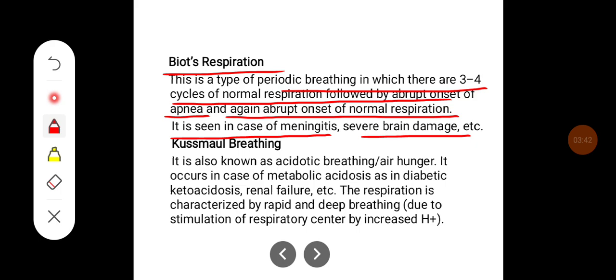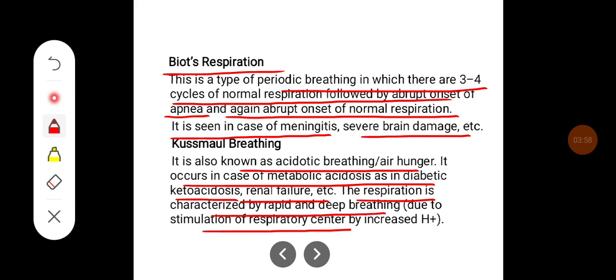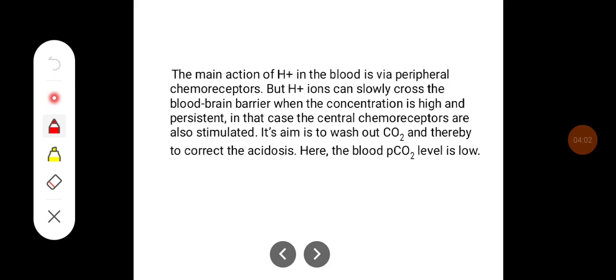Kussmaul's breathing is known as acidotic breathing or air hunger. It occurs in cases of metabolic acidosis, as in diabetic ketoacidosis and in renal failure. The respiration is characterized by rapid and deep breathing, which occurs due to the stimulation of respiratory centers by increased H+ ions. The main action of H+ ions in the blood is via peripheral chemoreceptors.